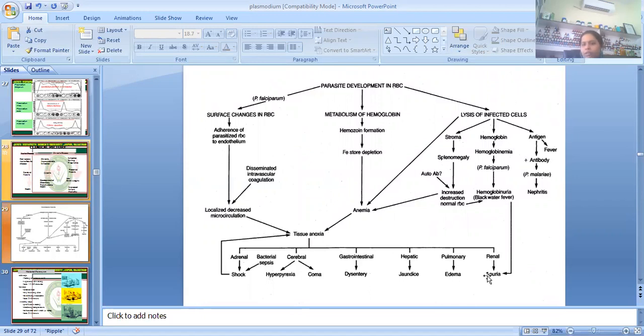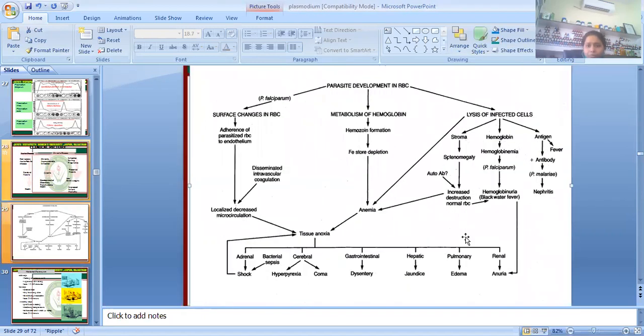In renal, it is causing anuria, because there is a hypoxia which is a systemic illness and which is causing every organ a particular symptom, and these symptoms again cause tissue anoxia.